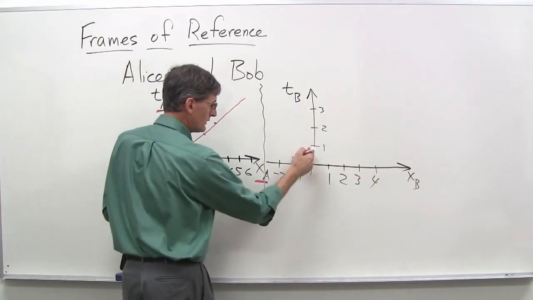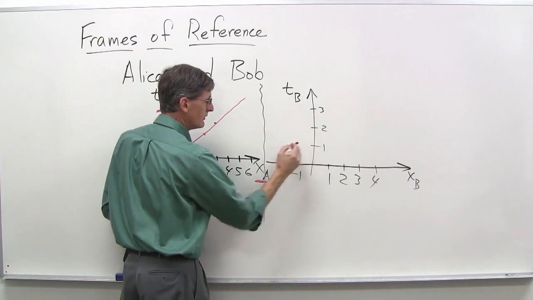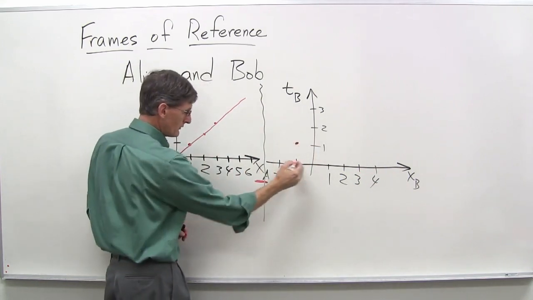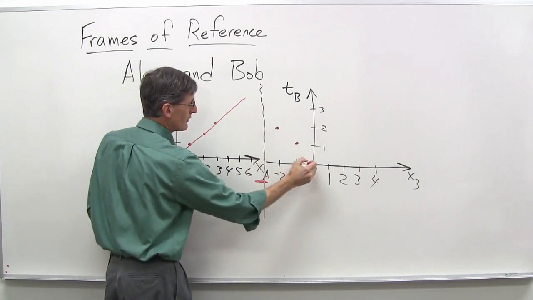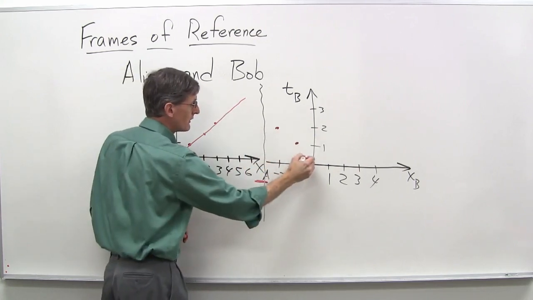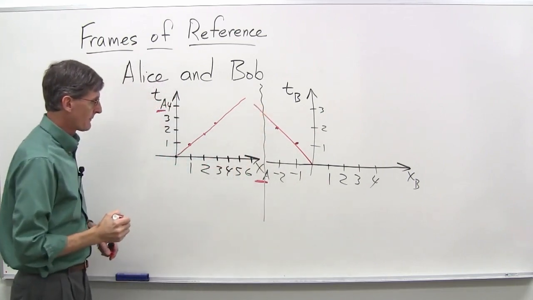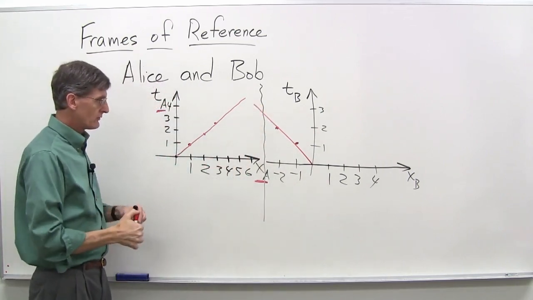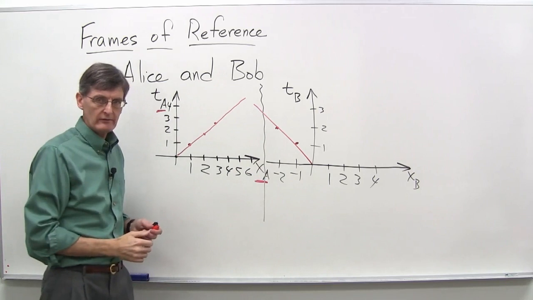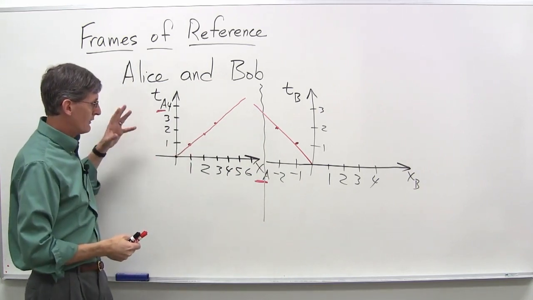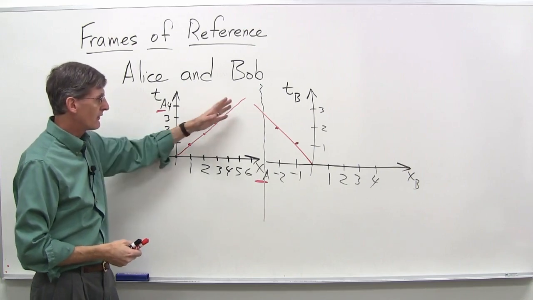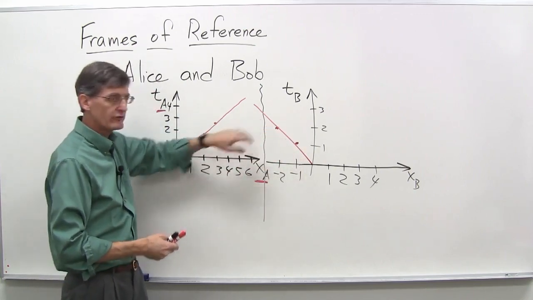At t equals 1, he sees Alice right there. And at t equals 2, he sees Alice here. And so, again, if we continued on, we get a line going like that. In other words, it's just pointing in different directions. It points to the left. This one points to the right because, as far as Alice is concerned, Bob is moving to the right. As far as Bob is concerned, Alice is moving to the left.